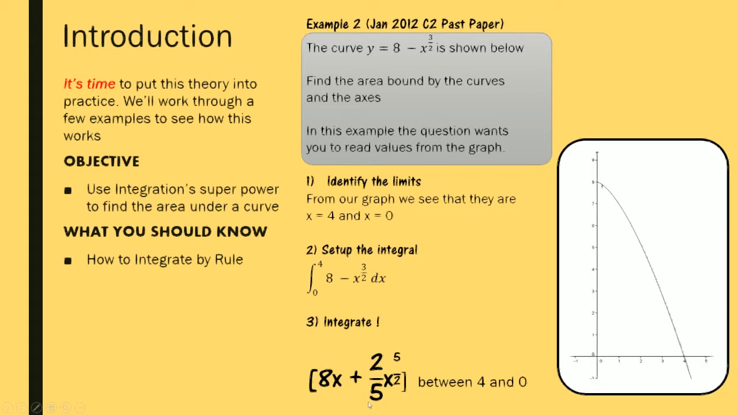Dividing by 5 over 2, or dividing by a fraction, is the same as multiplying by the fraction turned upside down. That becomes 2 over 5. And if you do 1 divided by 5 over 2 on your calculator, you'll see that it gives you 2 over 5 as well, between 4 and 0. Our 4 and our 0 would normally be written up here like this, but I've written between 4 and 0 there. Okay.